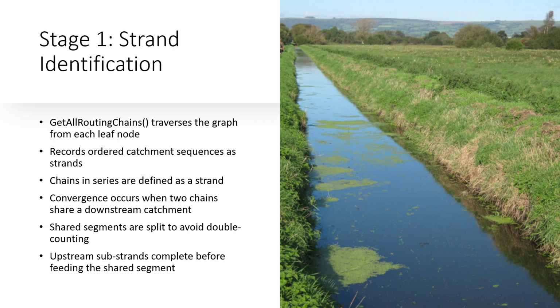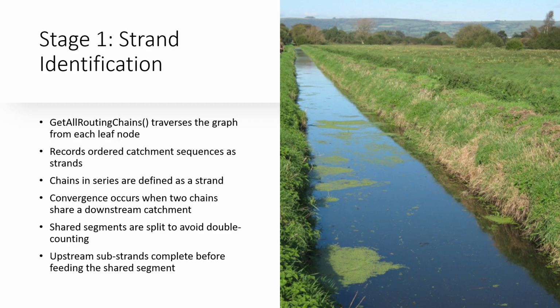The interesting challenge arises when the network converges. That is, when two or more separate routing chains arrive at the same downstream catchment. If we process these naively, we would end up counting that shared downstream segment multiple times, which would corrupt the load calculations. To handle this correctly, the shared downstream segment is split off into its own distinct strand.